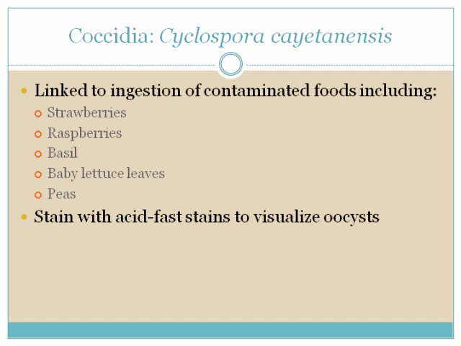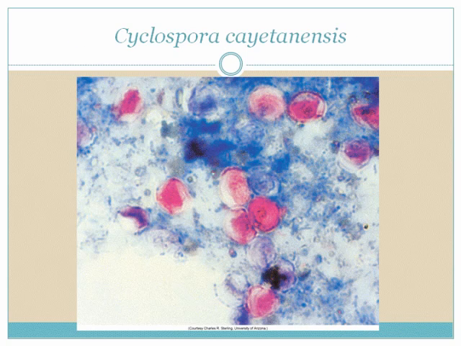Cyclospora cayetanensis. This parasite is linked to ingestion of contaminated foods: raspberries, strawberries, lettuce, peas. These also stain with acid fast. They're a little bit larger than Cryptosporidium. Here we have Cyclospora, and you can see in comparison to the other slide with Cryptosporidium stained with acid fast, these are a little bit larger.